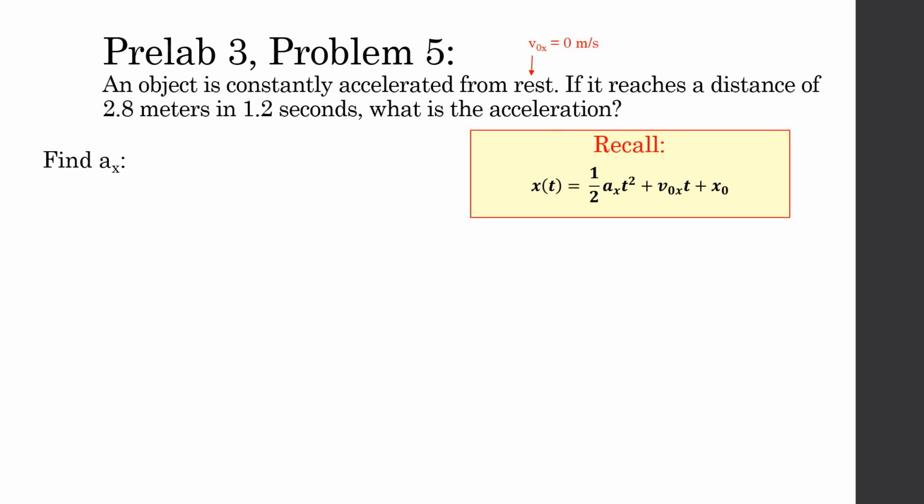All right, pre-lab practice problem number 5. So an object is constantly accelerated from rest. So that means that our initial velocity is going to be equal to 0. If it reaches a distance of 2.8 meters in 1.2 seconds, what is the acceleration? So this time we're going to be solving for the acceleration.